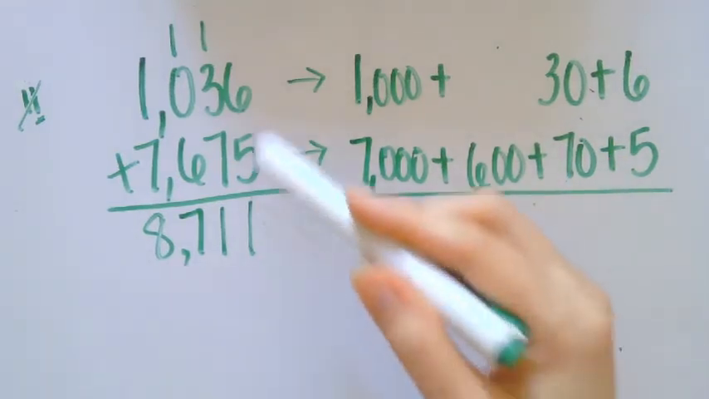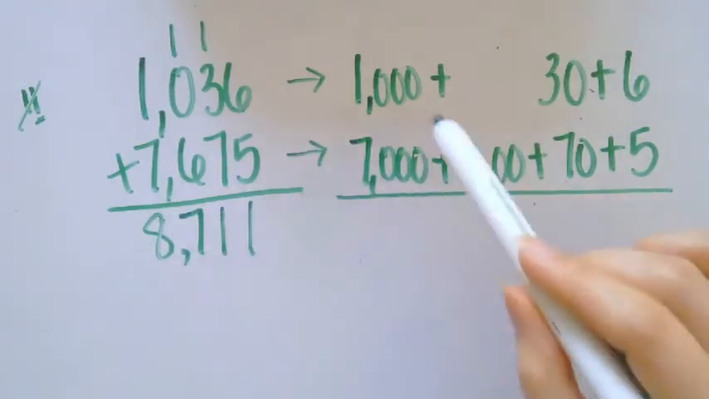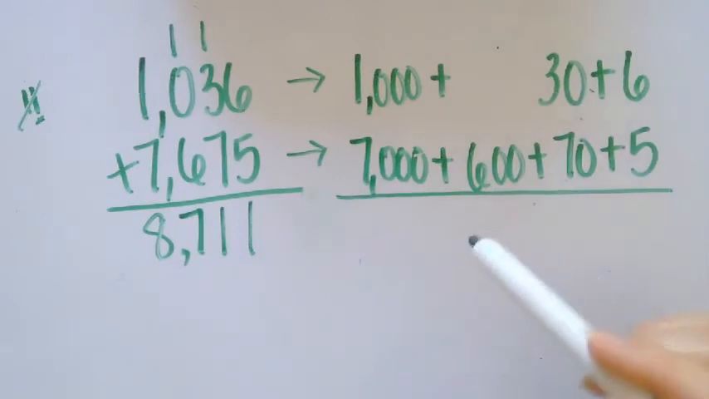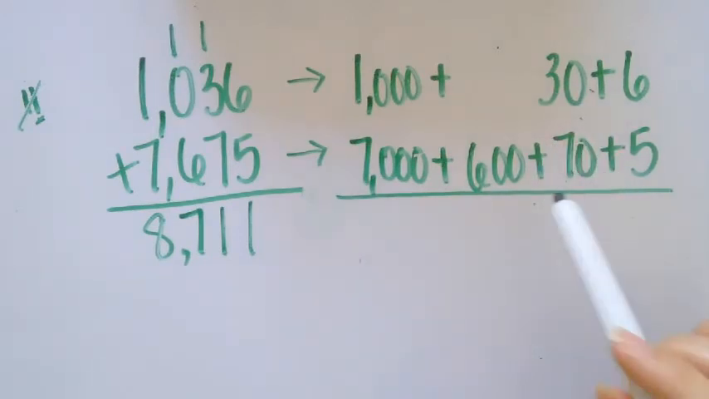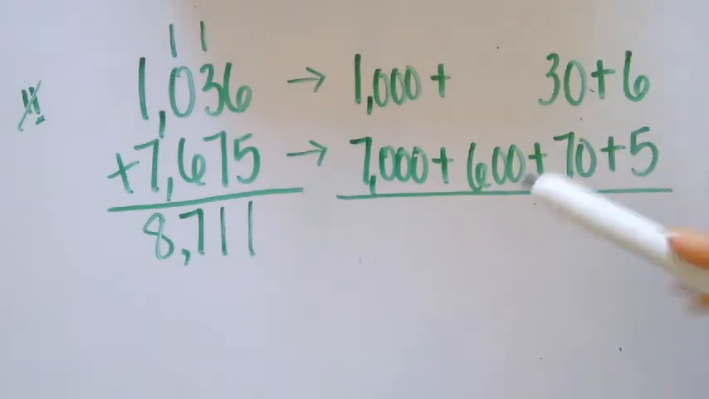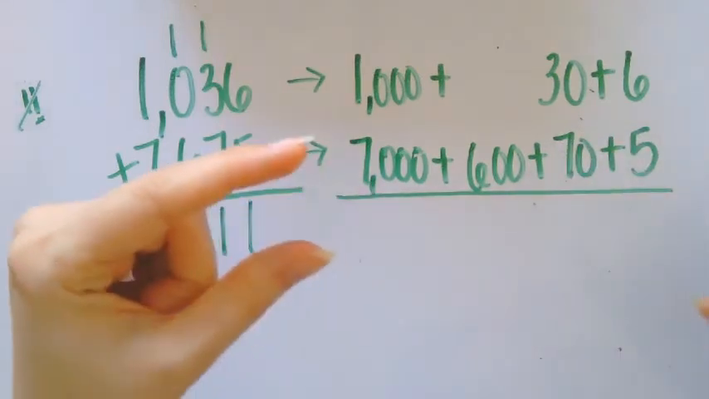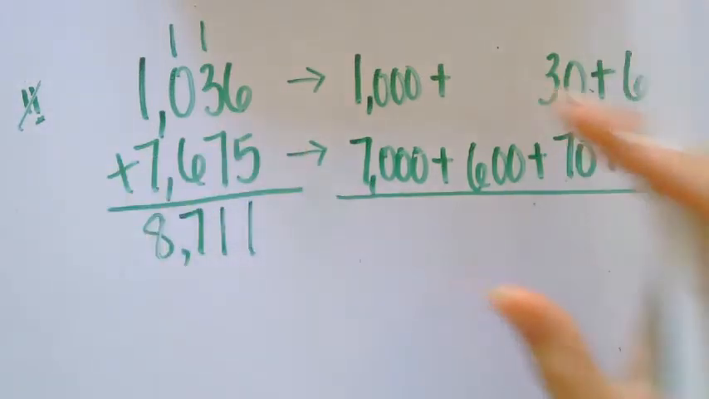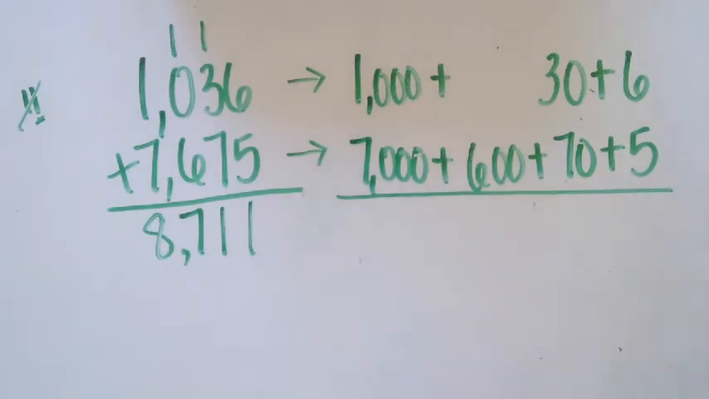All right, so now that I filled out my standard algorithm, I want to see what it looks like when I'm going to add using my expanded notation. So the only difference is that I've separated the numbers by its place value, okay? But the same strategy is being applied, okay?